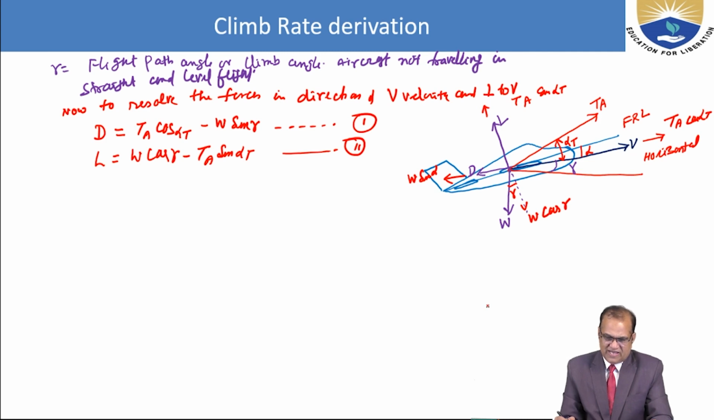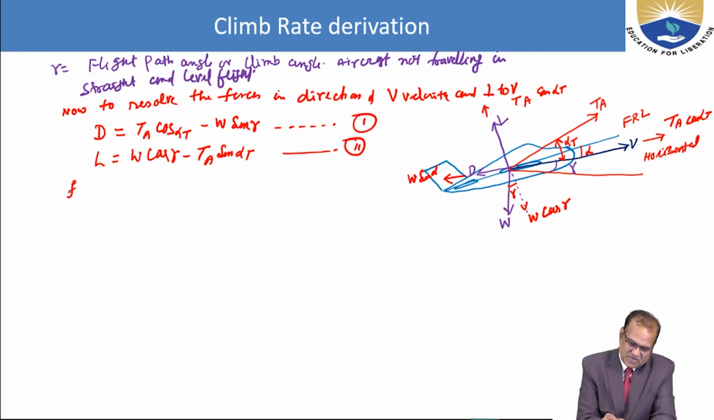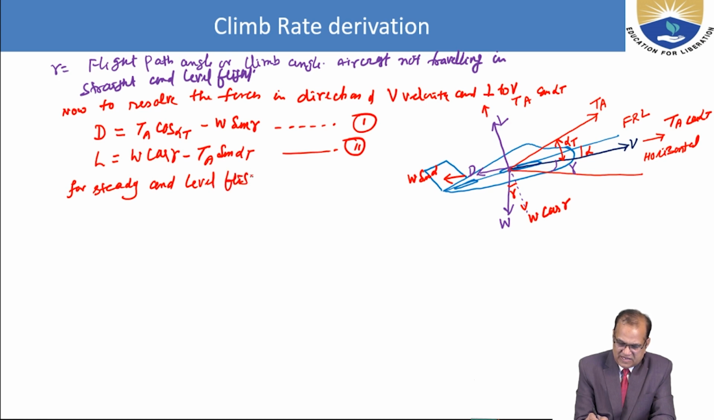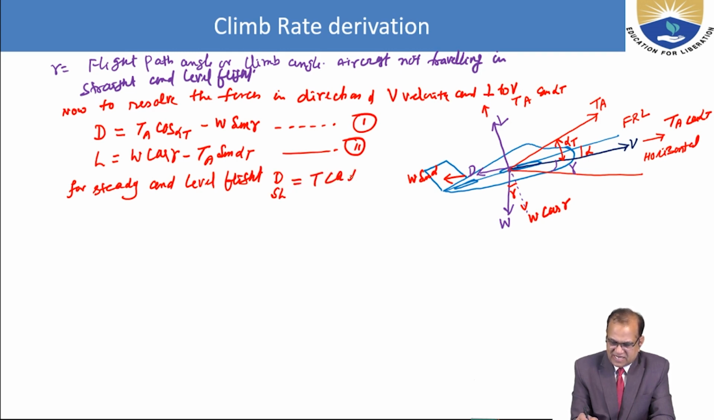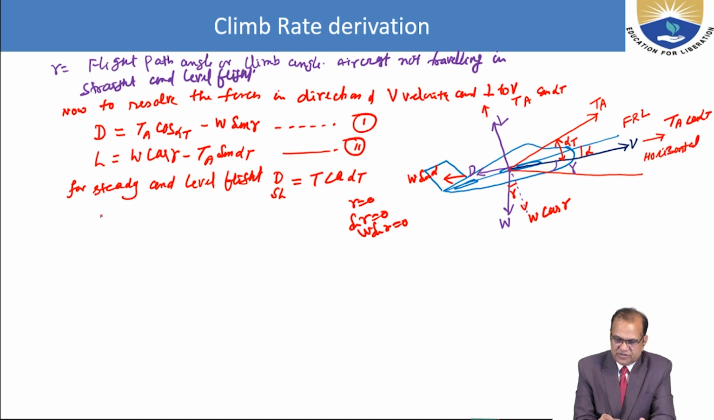So for steady and level flight, drag is equal to TA cos alpha T, because gamma is equal to 0 and sin gamma is equal to 0. So W sin gamma is equal to 0, so this term here will be 0. So this drag will be TA cos alpha T.